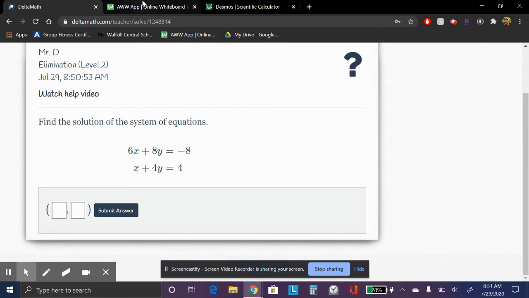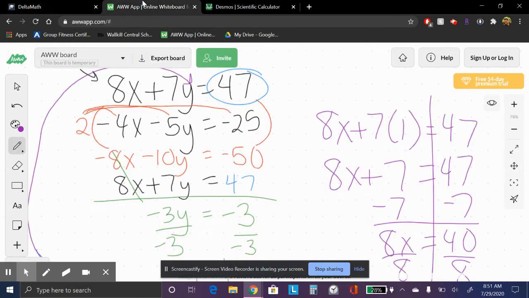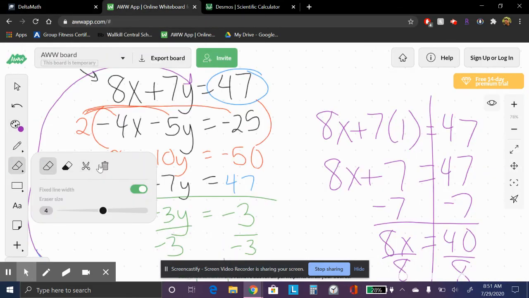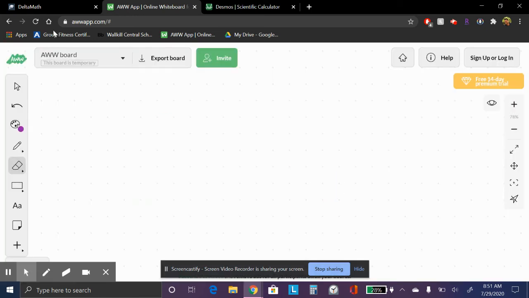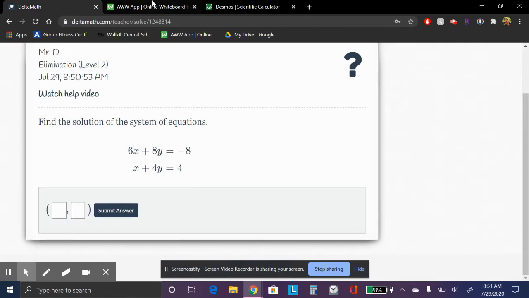6x plus 8y equals negative 8. x plus 4y equals 4. All right. Clear this page out. I've got to write my new equation. 6x plus 8y equals negative 8.